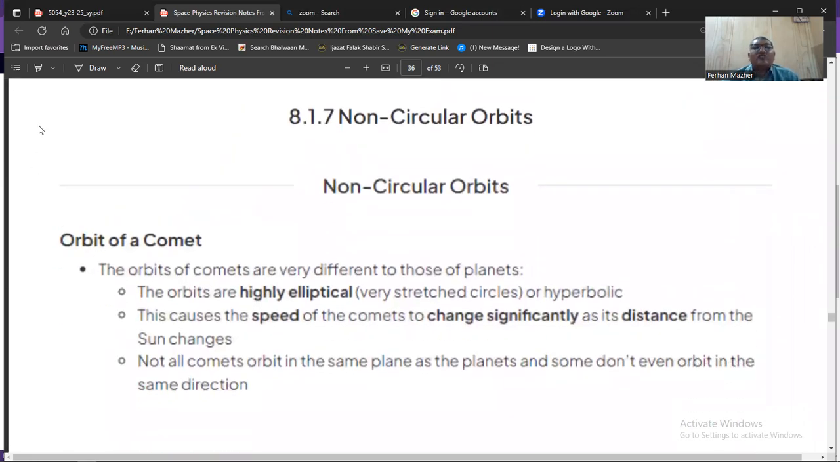Okay, so we have orbits of a comet. The orbits of a comet are very different to those of the planets. The orbits are highly elliptical, very stretched circles, or hyperbolic. This causes the speed of the comet to change significantly as its distance from the sun changes. Not all comets orbit in the same plane as the planets, and some don't even orbit in the same direction.